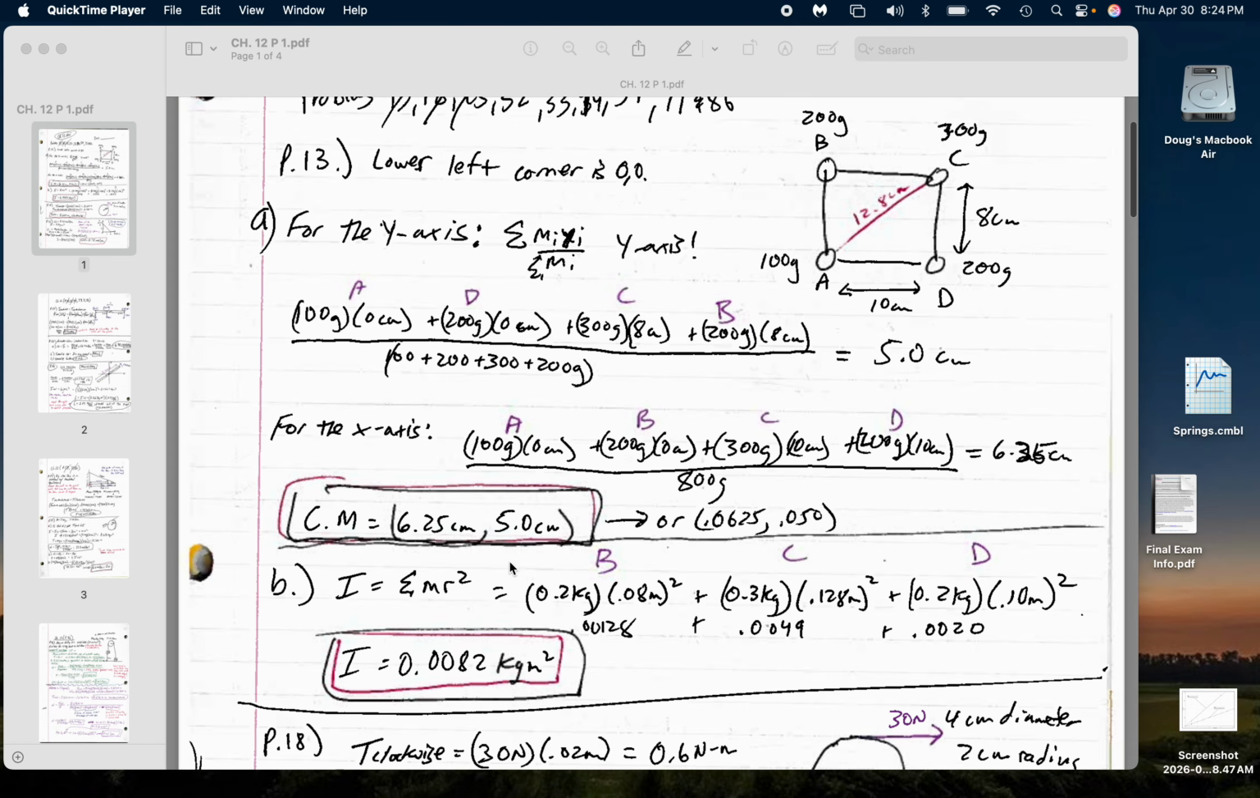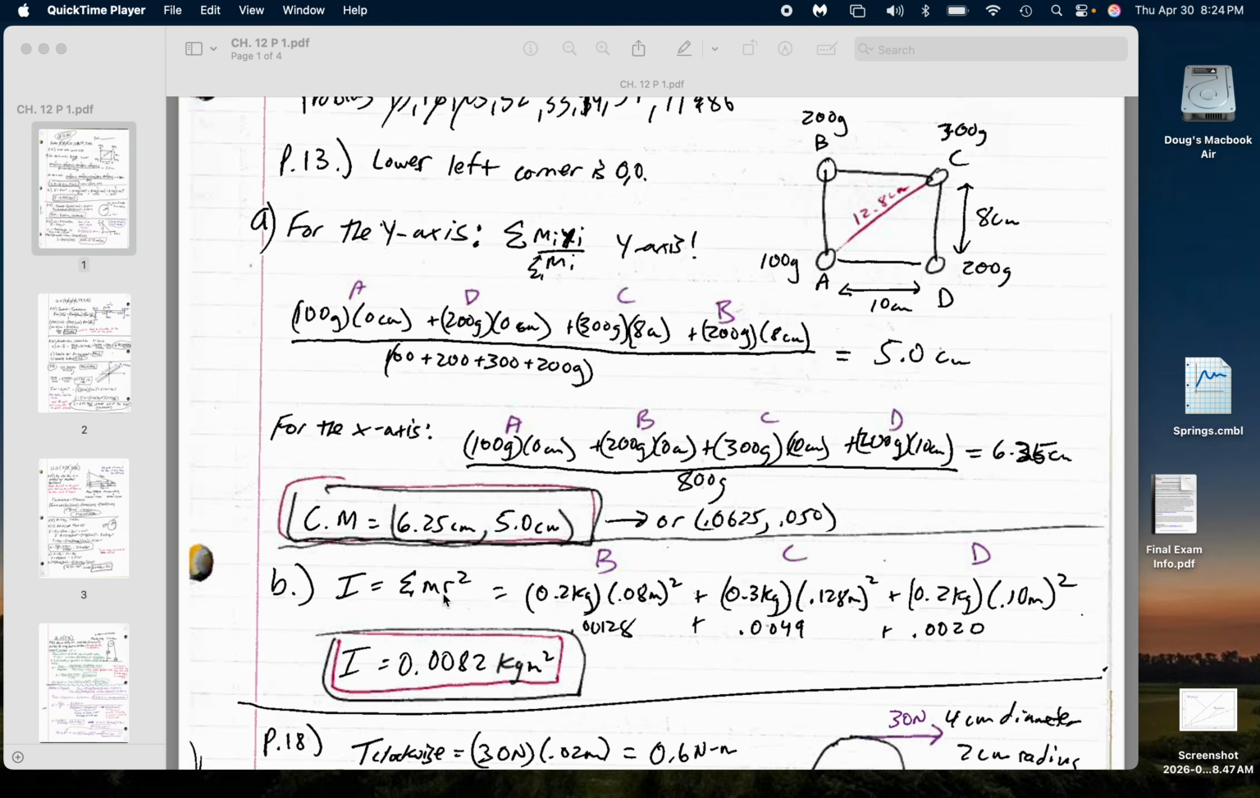So to find the moment of inertia in this case, it said imagine that you had a rod coming out of the page going through A, and this whole thing was rotating around A. So essentially I'm taking B, C, and D as point sources at different distances. So B is 200 grams at 8 centimeters or 0.08 meters. C is 300 grams and it's at this distance, which I had to use Pythagorean theorem to find. So that's 0.128 meters. And D is 0.1 meters away and it's 200 grams.